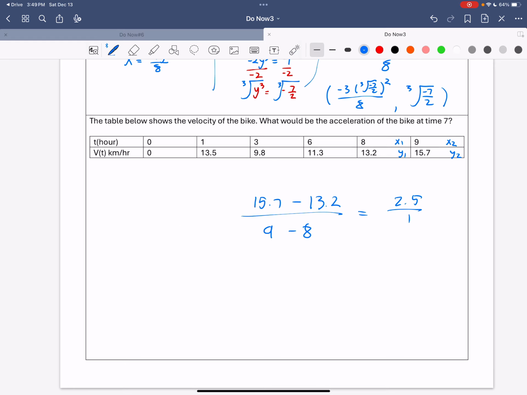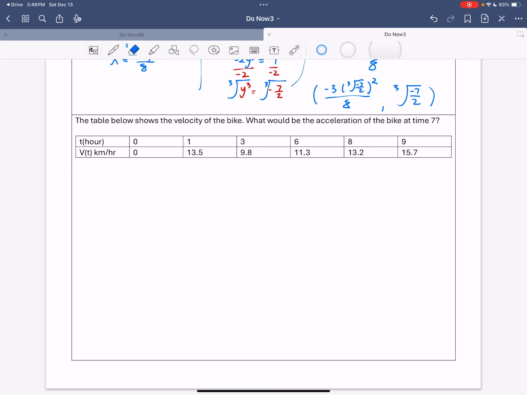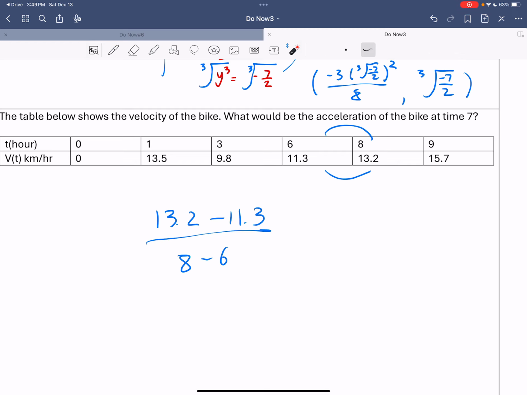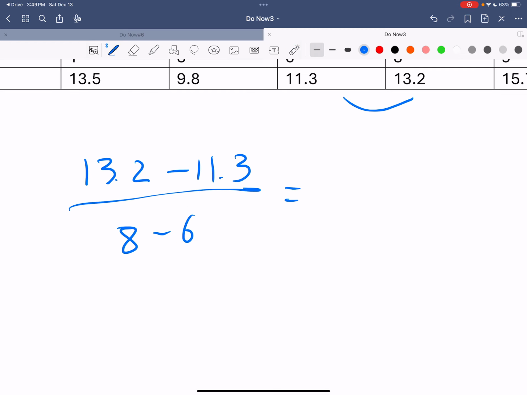So do you see you get 2.5? Oh, wait. I'm sorry. 7 should be between 6 and 8, right here. Yeah, so it should be 13.2 minus 11.3 over 8 minus 6. So if you just made a mistake just like me, well, things happen. Or if you put this one into the bottom, this one on the top, that's another common mistake. I hope you don't make such a mistake like this, okay? So when you actually do it, you're supposed to get 1.9 over 2.